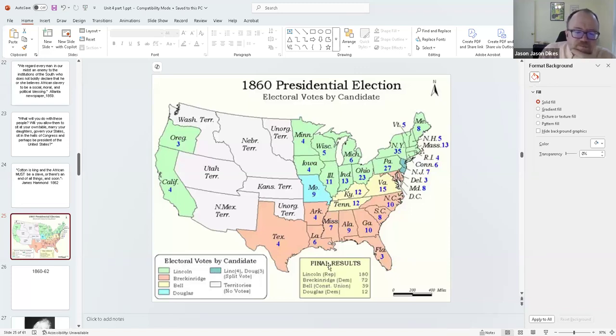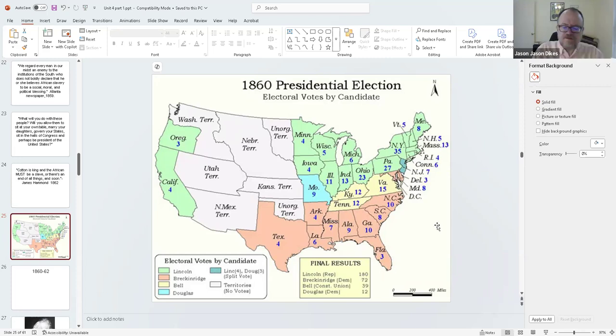Lincoln only gets about 40% of the popular vote, and in fact, in the slave states, Lincoln's name was just left off the ballot. So even if you lived in a slave state and for some reason you wanted to vote for Abraham Lincoln, you couldn't. His name was not on the ballot in any slave state. But Lincoln does take enough of the electoral votes to capture 180 electoral votes, which does give him the presidency. That is more than a majority.